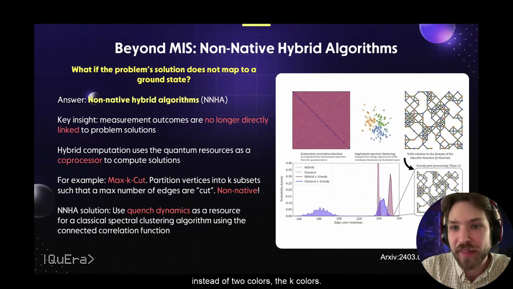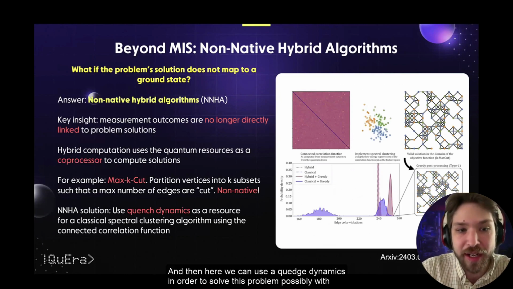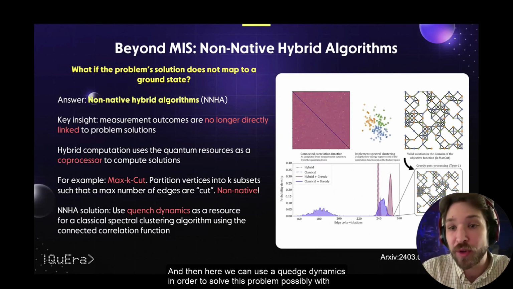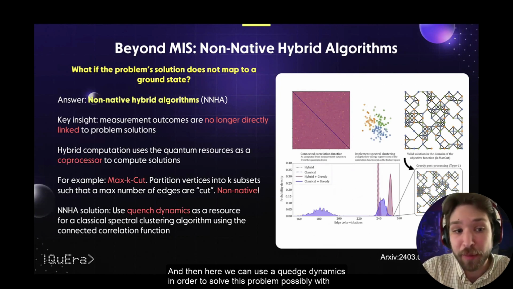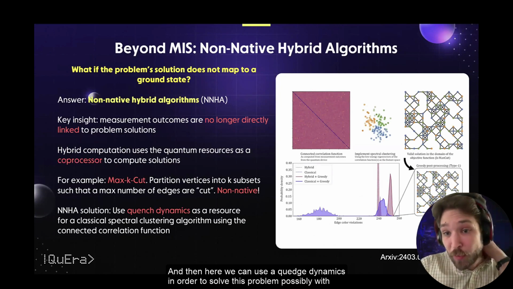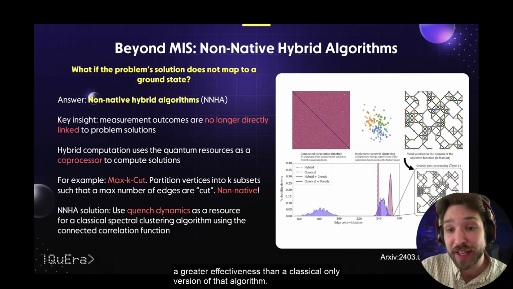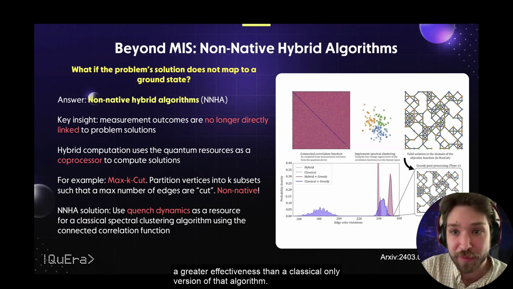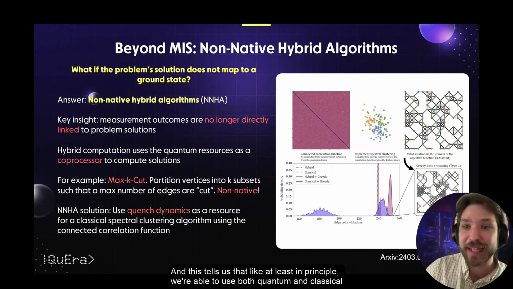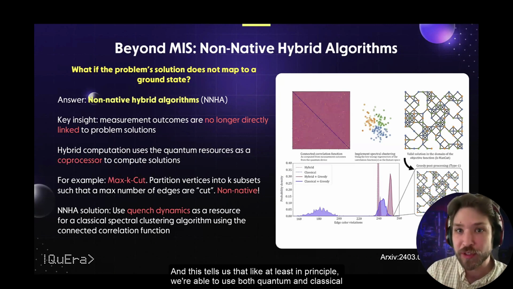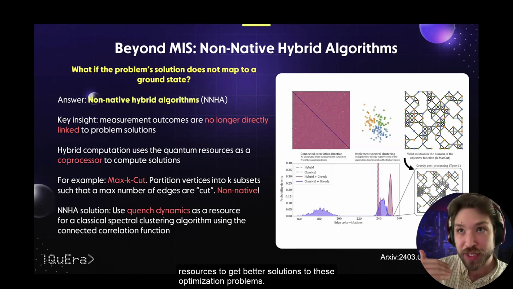colors. And then here we can use quench dynamics in order to solve this problem, possibly with a greater effectiveness than a classical-only version of that algorithm. And this tells us that, at least in principle, we're able to use both quantum and classical resources to get better solutions to these optimization problems.